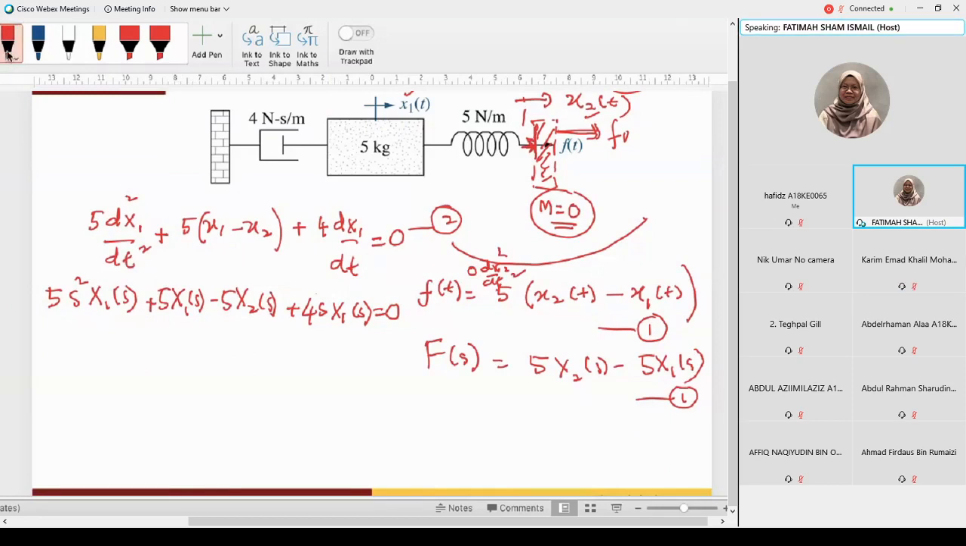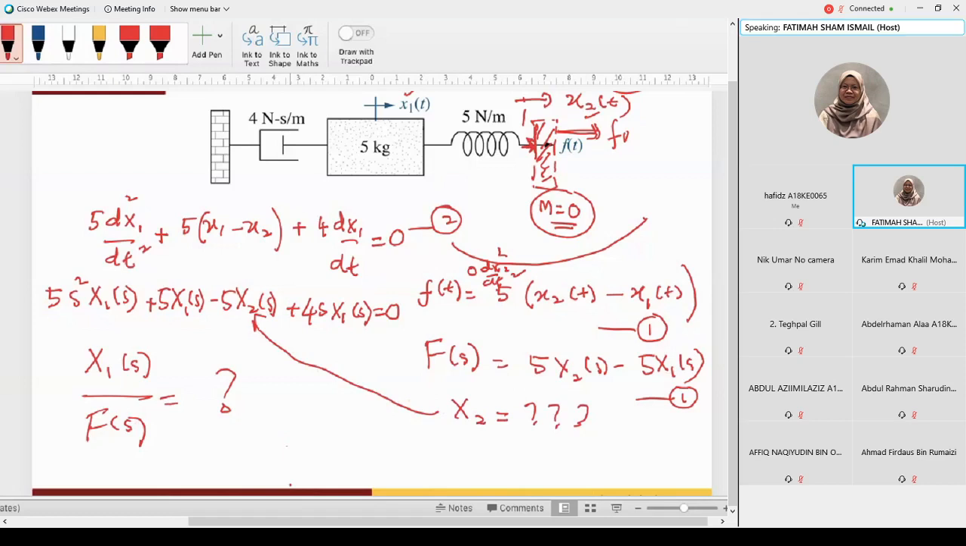So you have two equations with two variables. So the final answer, you must have x1 over F(s). This is the transfer function you want to find. If you use the first equation and want to substitute into the second equation, meaning that from the first equation, you can get x2 equal to what? So substitute the x2 here. So finally, you have the x1 and F. So you can get x1 over F(s).